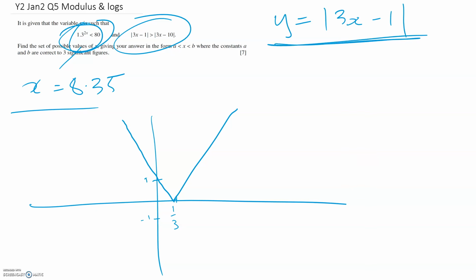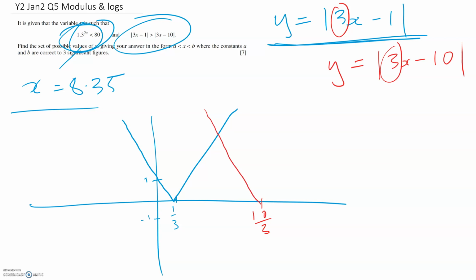If we think about the other graph, let's draw it in red. The other graph, y equals the modulus of 3x minus 10. This graph is very similar. It's going to be parallel, but the x-intercept is going to be 10/3 this time. So 10/3. It's going to have the same gradient as the previous one. So I'm going to try to draw these parallel. Okay, that'll do. So that they meet at this point here, don't they?